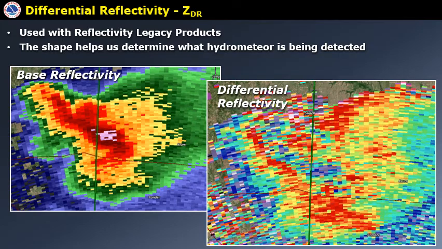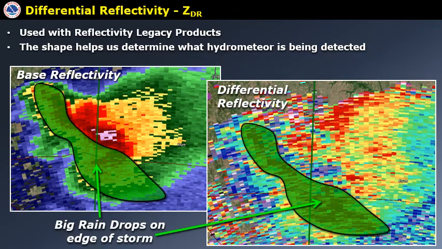Here's an example of ZDR when paired with legacy radar reflectivity. As an aside, we always recommend that users use legacy and dual pol radar products in tandem with one another. Now, in this example, we note moderate reflectivity with values between 40 and 50 dBz are co-located with moderate values of ZDR between 1 and 3 dB. This implies larger raindrops on the edge of the storm.